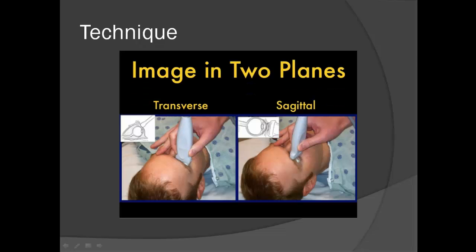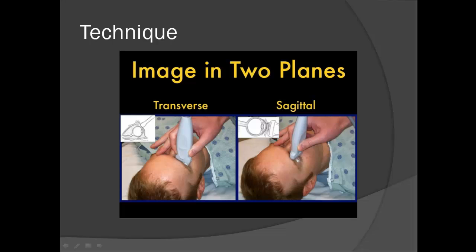The technique is to always image in 2 planes. So you want to start with the transverse plane in order to get a good view of the entire globe, and then change to the sagittal or longitudinal plane in order to get another view, to basically compare the two and make sure there are no irregularities noticed within the globe in both of those planes.